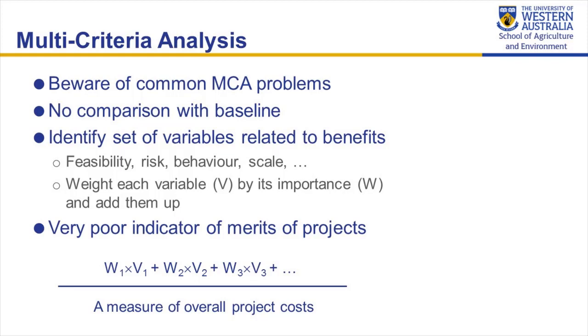They say things like this: okay, what's the feasibility of this project? What's the risk associated with delivering the benefits of this project? How likely are people to change their behaviour? Over what scale would the project be implemented? And then we'll somehow come up with some weights for each of those, and we'll add them up. That will be our measure of benefits, and we'll divide those by the costs.